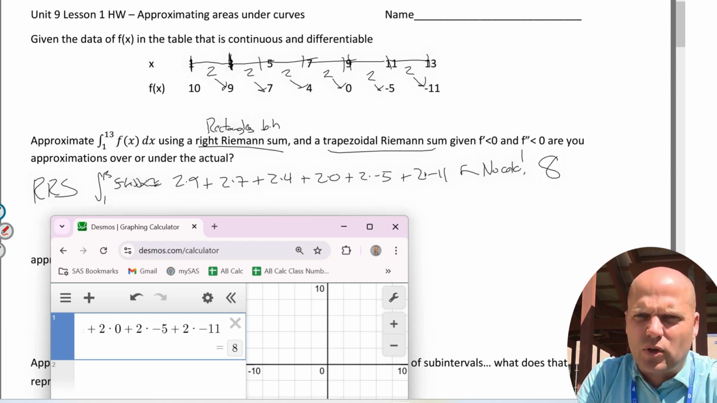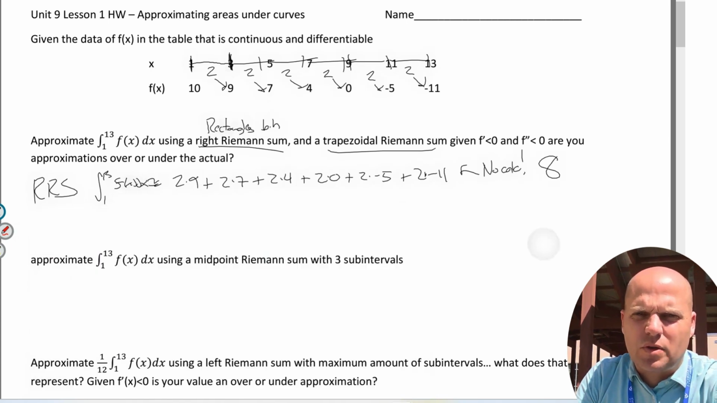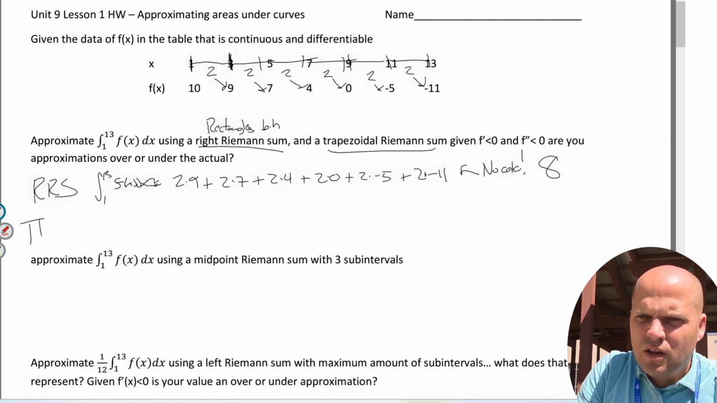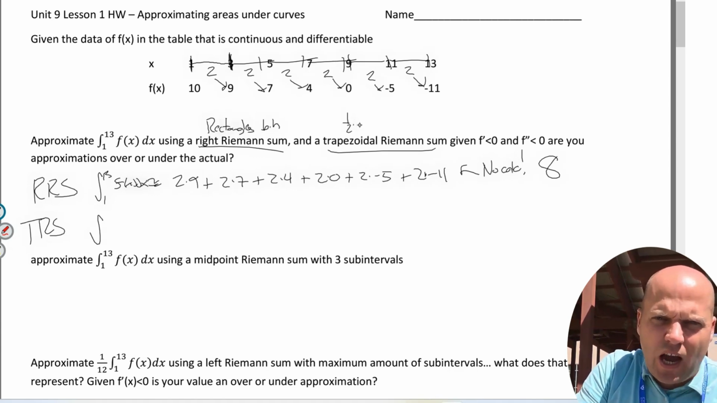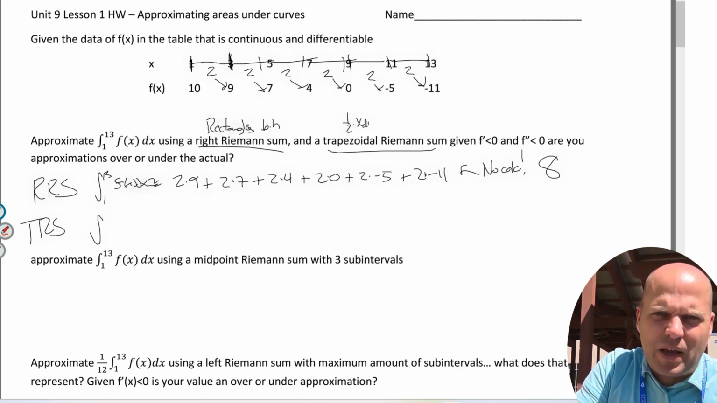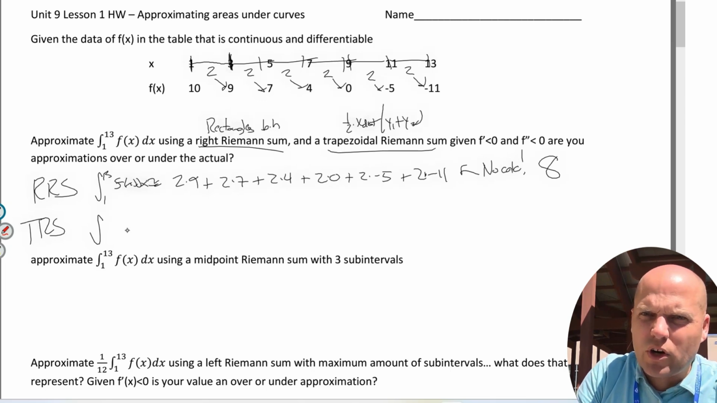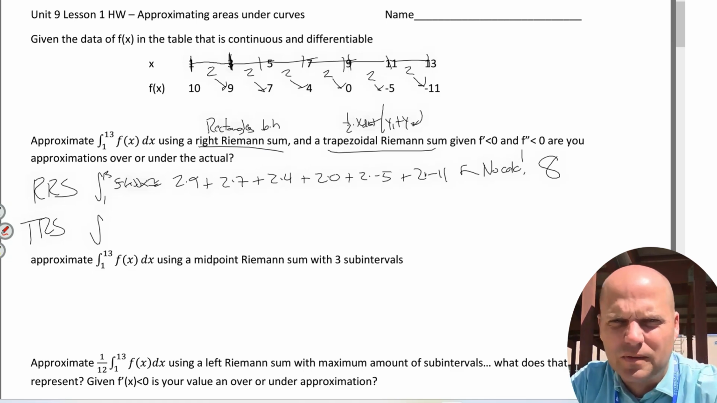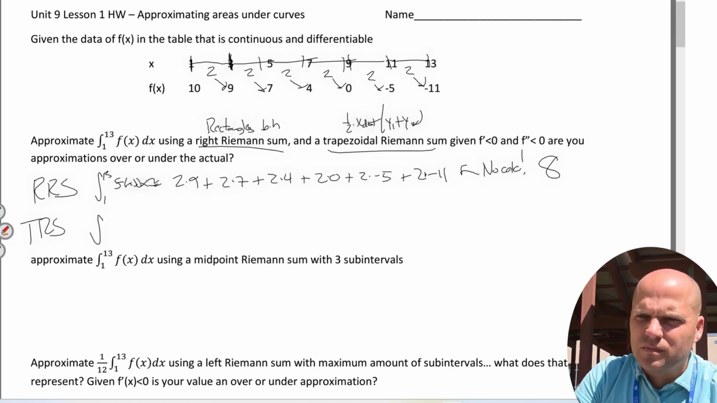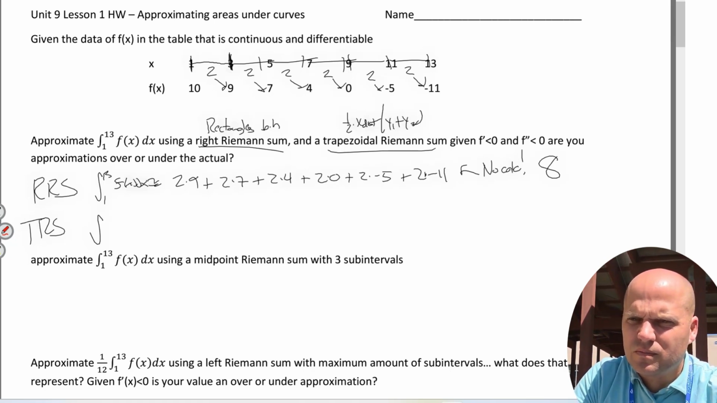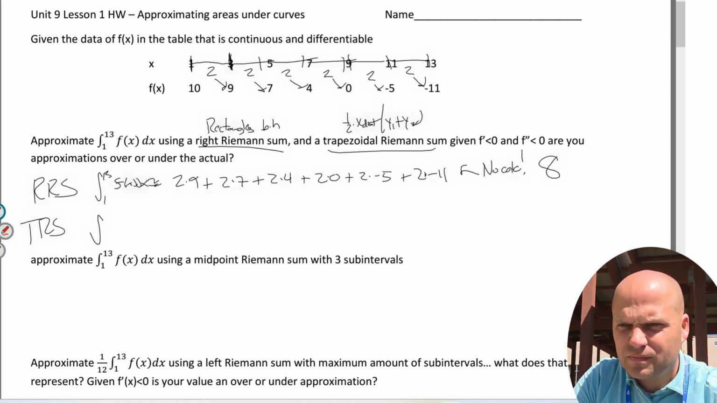And if I use a trapezoidal Riemann sum, trapezoidal Riemann sums are when we use 1/2 the height, which ends up being my base length or my x distance, and then the sum of my y's. Don't worry about what they look like, just worry about the formula, which I will do in a second.